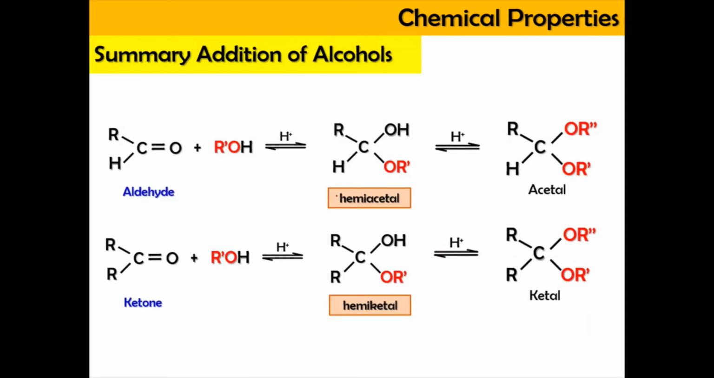So this is the summary of the addition of alcohol that I have talked about just now in the two slides. From aldehyde, it can produce hemiacetal and then acetal. From ketone, it can produce hemiketal and then form ketal. Hemi means half, and now this one becomes full.